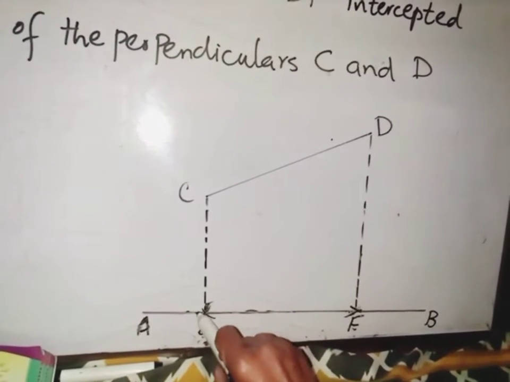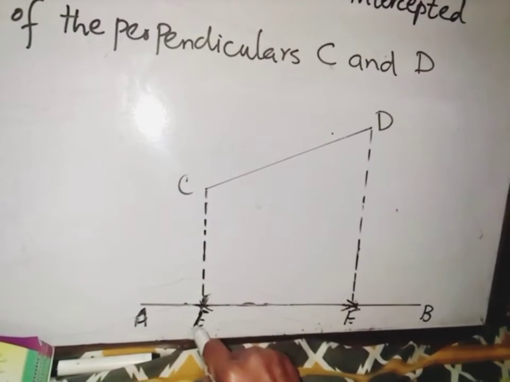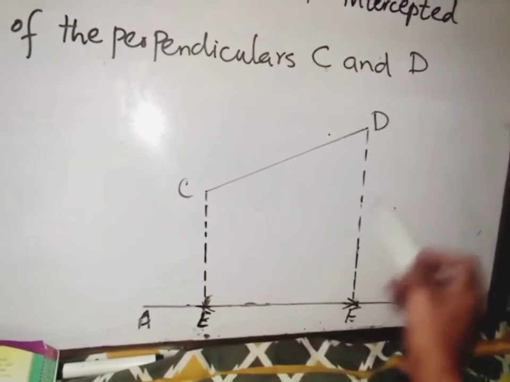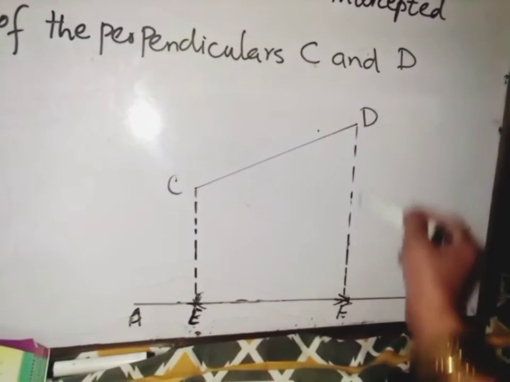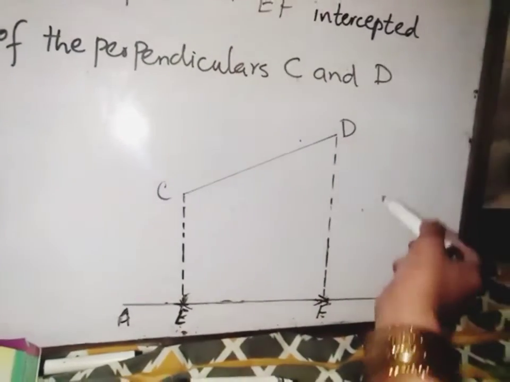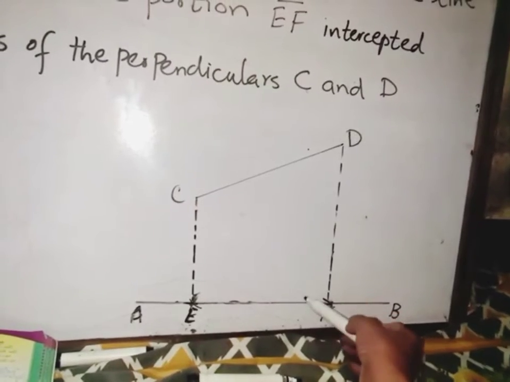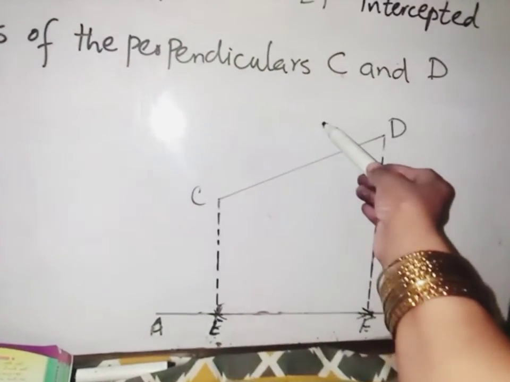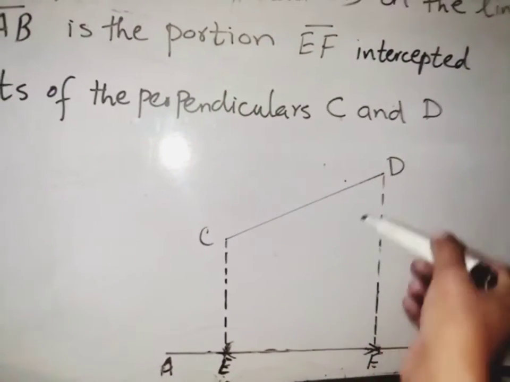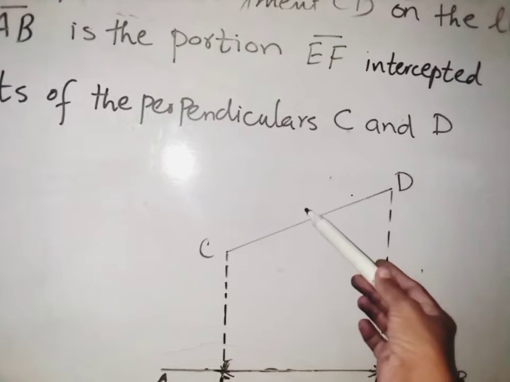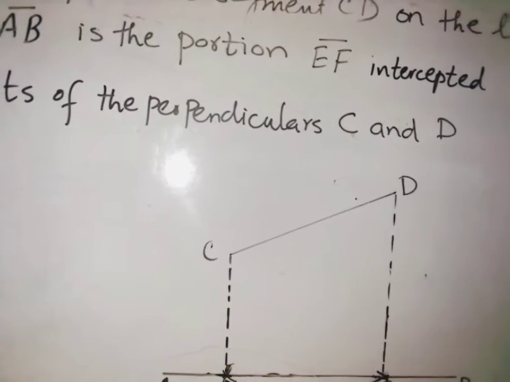These are the foots of the perpendicular. E is the foot of perpendicular from point C and F is the foot of perpendicular from point D. So E to F is the portion which is the projection of the line segment CD on line segment AB. Understood? It means this line drops the shadow of itself on line AB as EF.